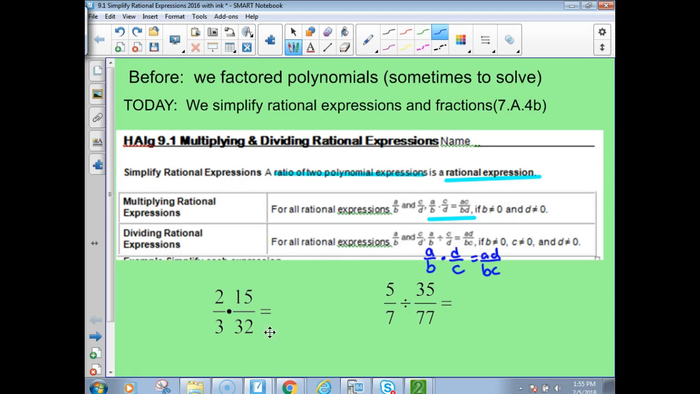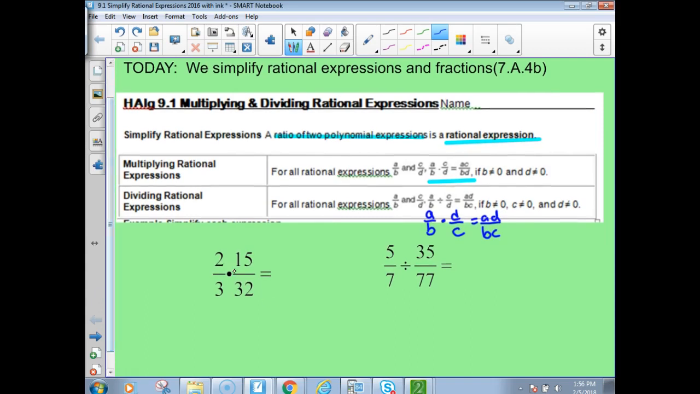These are just examples of the old stuff you used to do. You don't have these on your paper, correct? So you used to say, all right, top times top, bottom times bottom, and then reduce. Or you did cross reducing or cross canceling. 2 goes into 2 once, 2 goes into 32 16 times. Since 3 and 15 have a common factor of 3, 3 goes into 3 once, 3 goes into 15 5 times, and then you do 1 times 5 and 1 times 16, and you'd have a reduced answer.